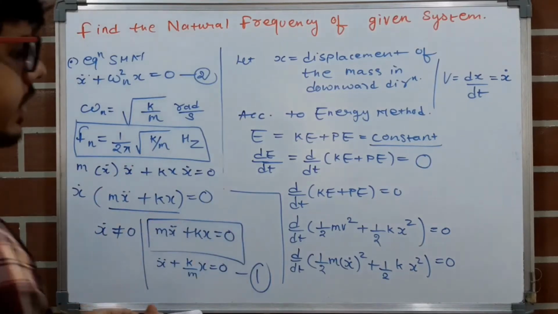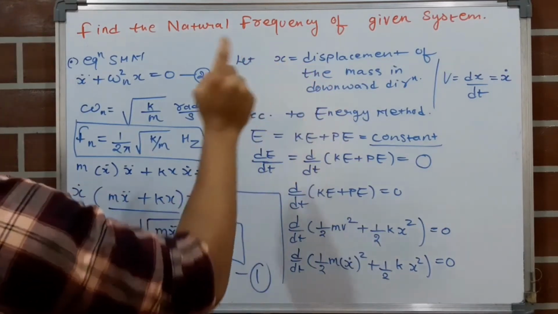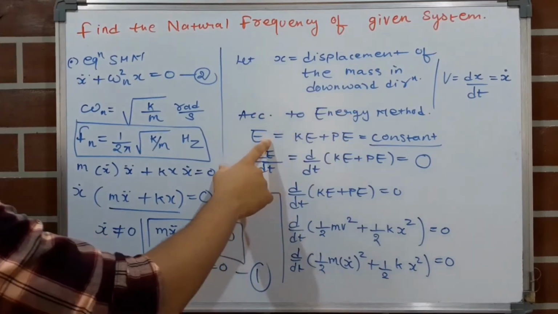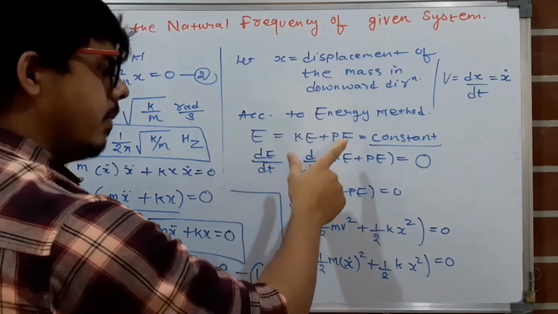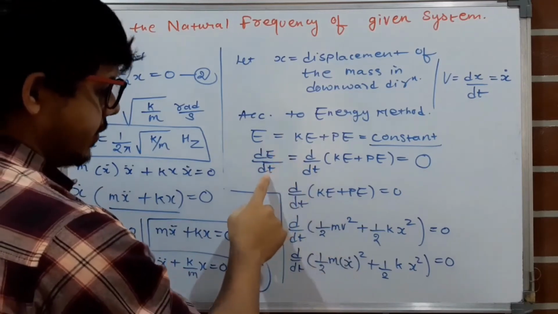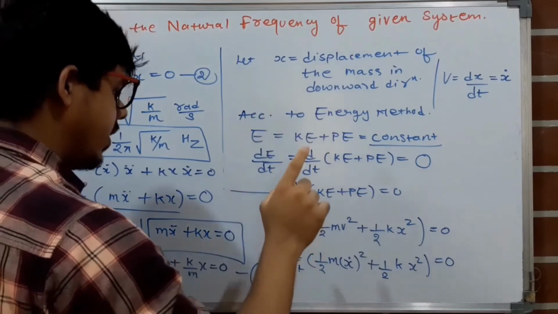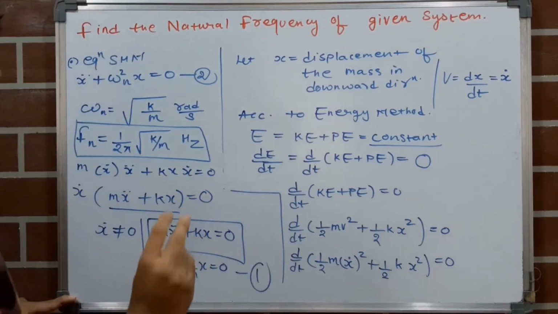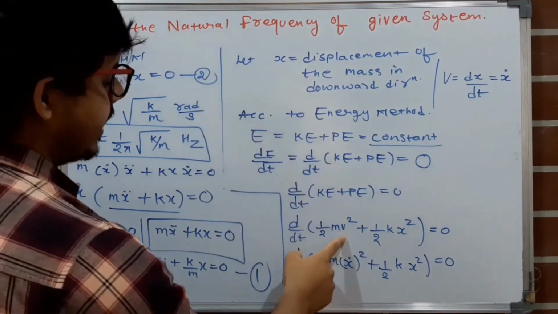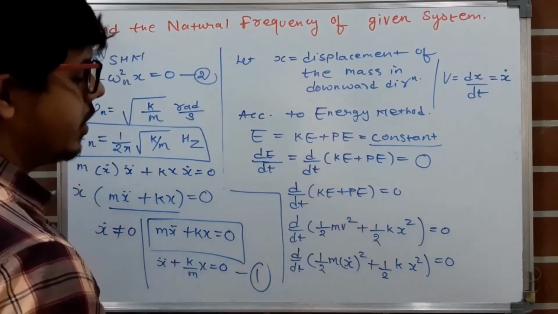So we will again revise that. First we displaced the mass in the downward direction by x displacement. According to the energy method, we know that total mechanical energy, which is the sum of kinetic energy plus potential energy, will remain constant. So if we differentiate the above equation with respect to time, that is dE by dt, we will get 0. Why 0? Because E is constant. Now in our spring mass system, we can see only a linear motion, so we get a linear kinetic energy. The second energy is the spring potential energy or strain energy.